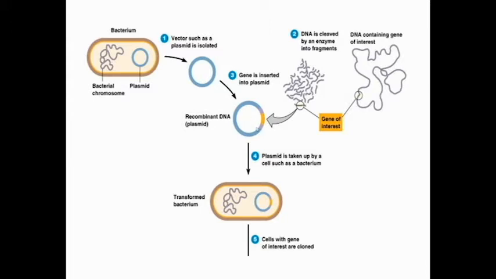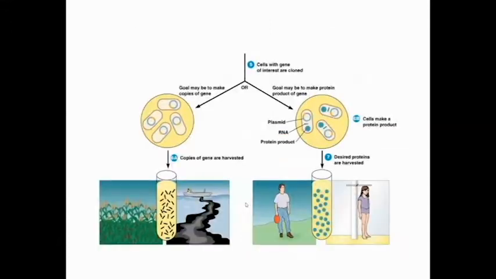Then you can introduce this plasmid DNA, the recombinant DNA, into the cell, all right, into the bacteria cell. After that you can either reproduce this DNA sequence, the vector, the plasmid, and then you can study the function of the specific gene. Or you can use the bacteria cell to produce a protein, and then the protein can be used by humans.